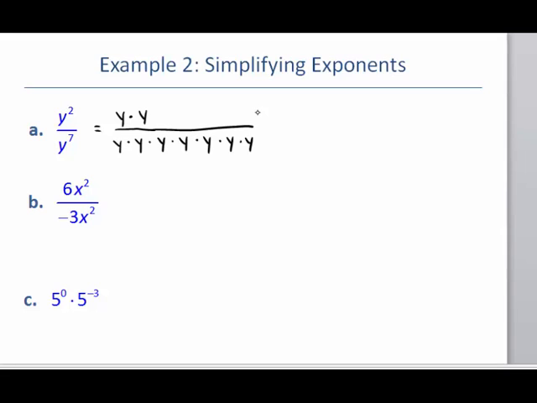And if you notice in terms of canceling now, we can cancel one of them in the top with one of them in the bottom. We can cancel another one in the top with another one in the bottom. And look at what that leaves us. That leaves us 5 y's in the denominator.